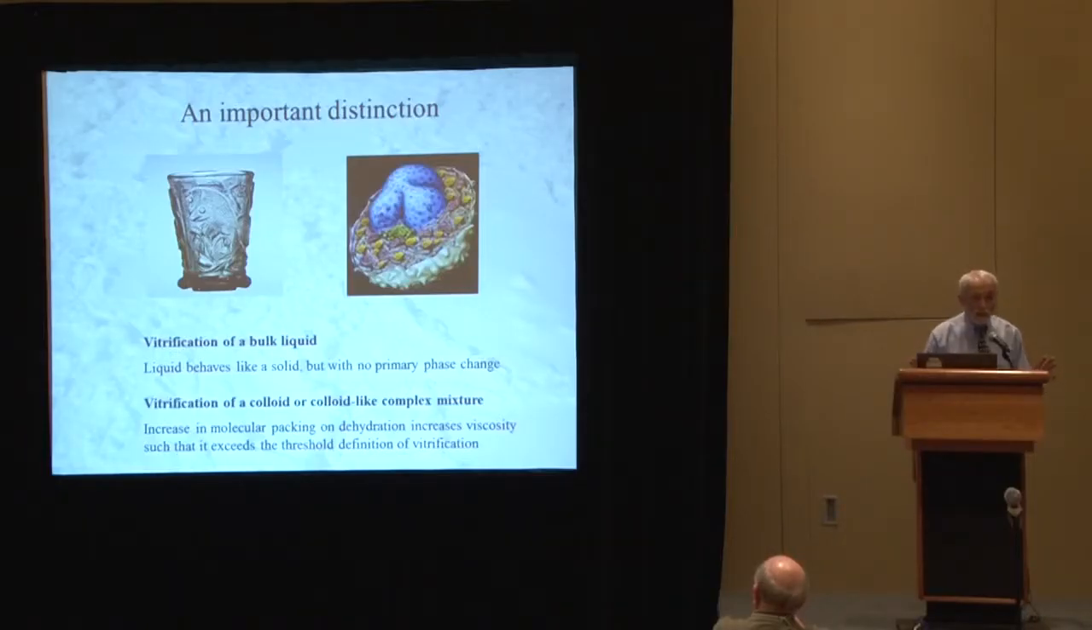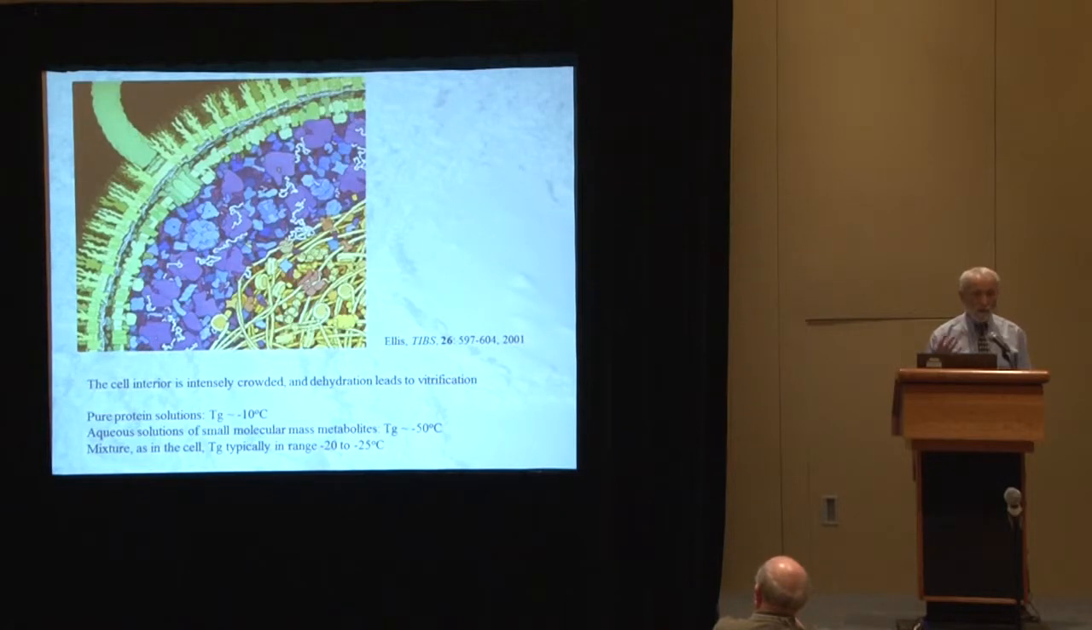There's an important distinction here, which I've left this slide in. This is actually a slide I use in a talk to ecologists, not to cryobiologists, but I've left it in anyway, which is the distinction between bulk vitrification in a liquid, such as shown by that piece of medieval glass on the left-hand side, and colloid vitrification by dehydration, which is what occurs in the cell. And it occurs because the cell is extremely packed inside. It's extremely crowded, and it doesn't take much removal of water before you get close to the vitrification viscosity threshold.